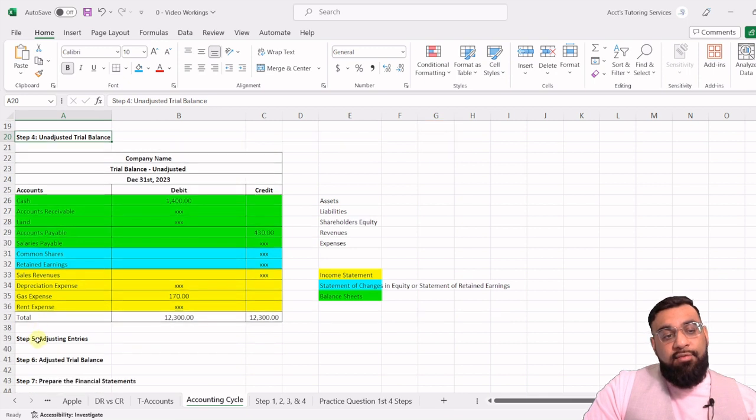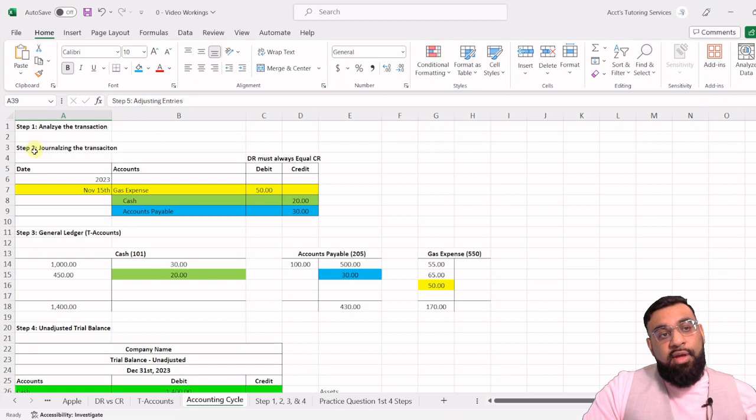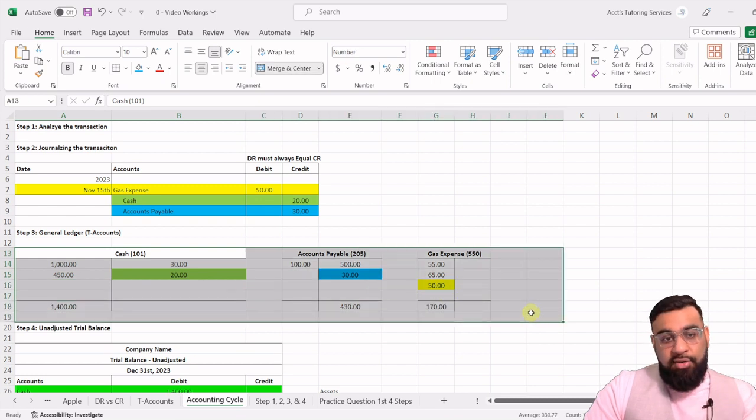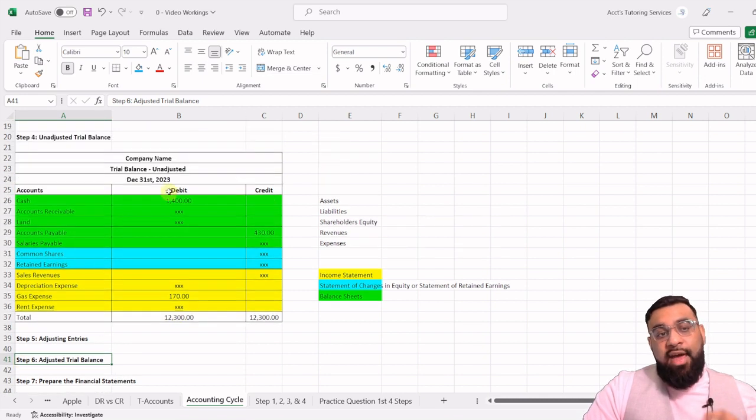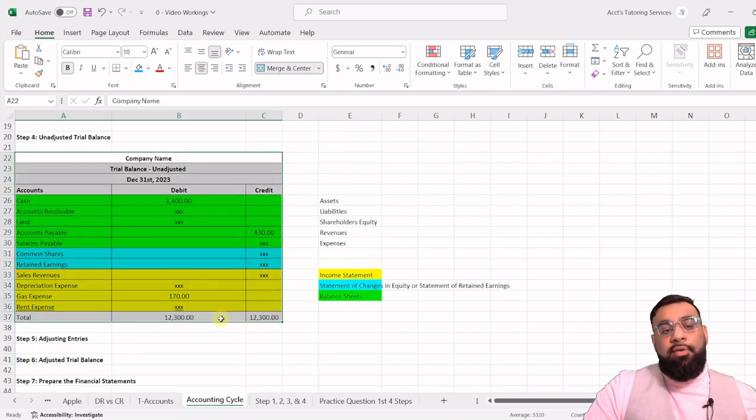Now, step number 5 is the adjusting entries. So adjusting entries are going to be done at the end of the year. So just picture a list of transactions. So with those transactions, once again, we're going to analyze those transactions. We're going to journalize those transactions. Then we're going to update the same T accounts. Once we're done that for the list of transactions, we're going to calculate the new balances in our T accounts. And then we're going to prepare the adjusted trial balance the exact same way we did the unadjusted trial balance. But it's just going to include the new accounts, the updated accounts, and the updated balances.